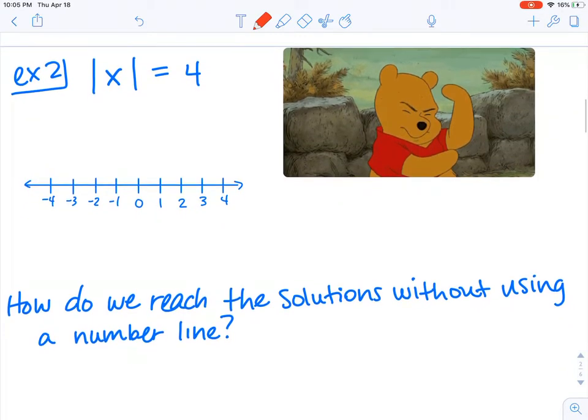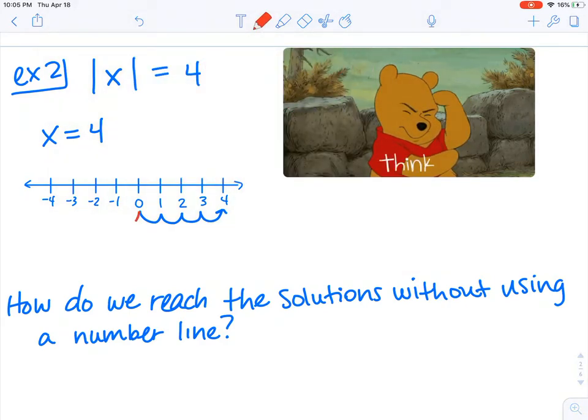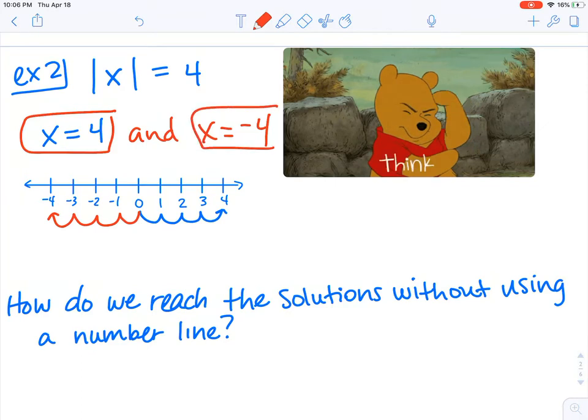So let's consider this example. We're looking for where the absolute value of x is equal to 4. So beginning at 0, counting 4 units to the right, 1, 2, 3, 4, we see that x equals 4 is 4 units away from 0. Going to the left, 1, 2, 3, 4, we also see that x equals negative 4 is 4 units away from the number 0. So again, we have two solutions, x equals 4 and x equals negative 4.